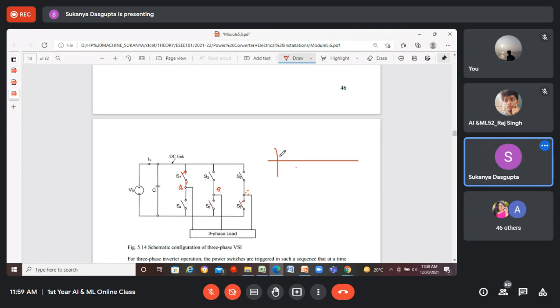That means if I draw a timing diagram, what I should get from the timing diagram. So this is pi, which means 180 degrees, right? So this is for switch S1. So switch S1 will operate from 0 to pi, right?